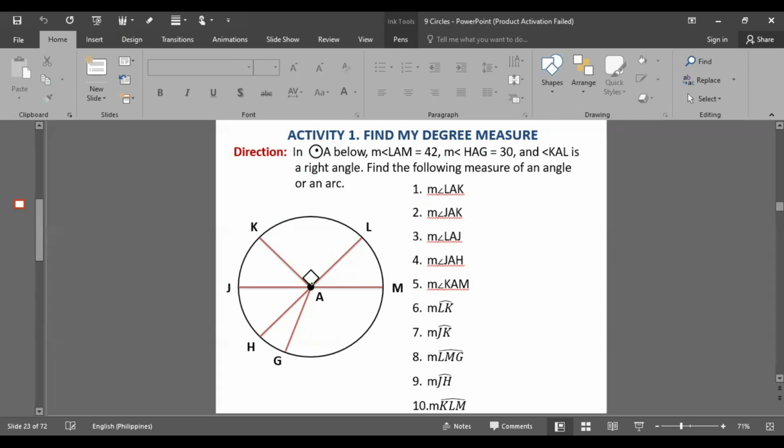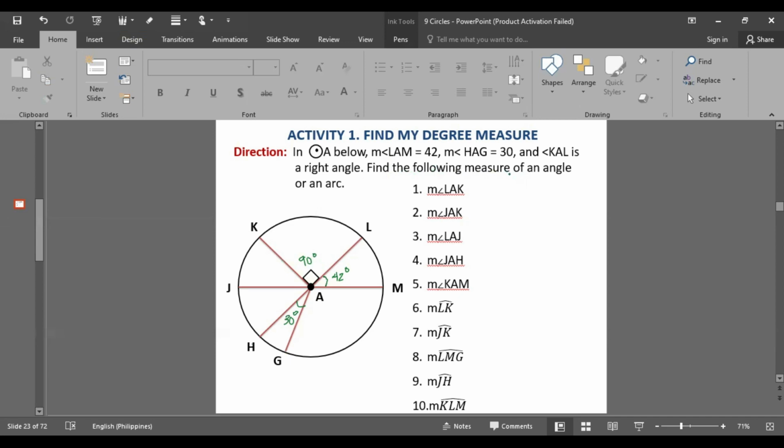In circle A below, measure of angle LAM is 42. So this is 42 degrees. Measure of angle HAG is 30 degrees. And angle KAL is a right angle, and we all know that a right angle measures 90 degrees, right?